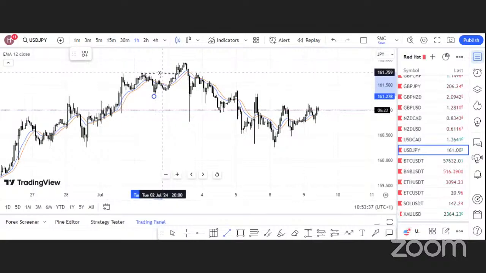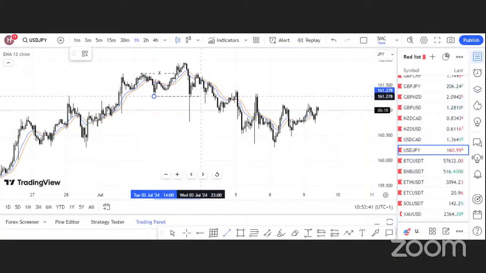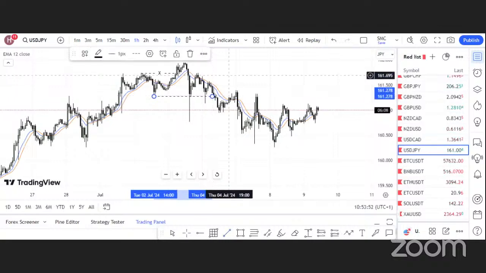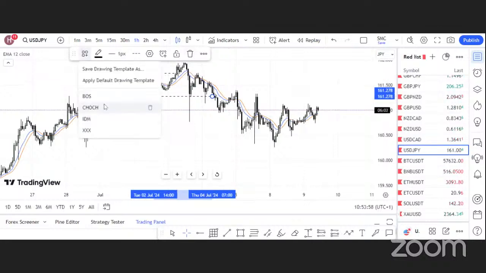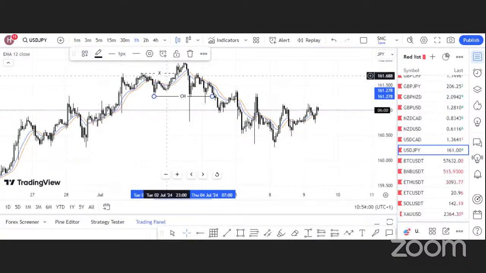Okay. So the shift in market structure here made this a liquidity purge. If this low didn't get broken, the liquidity purge wouldn't have been a liquidity purge. It would have been the usual break of structure instead. All right.